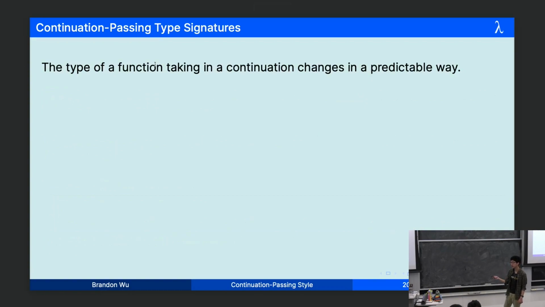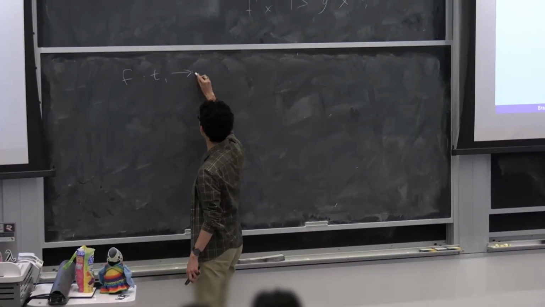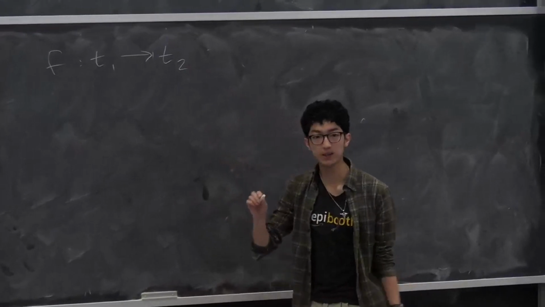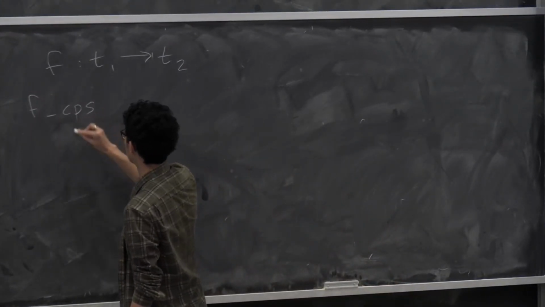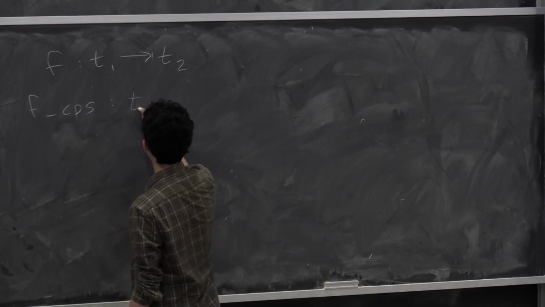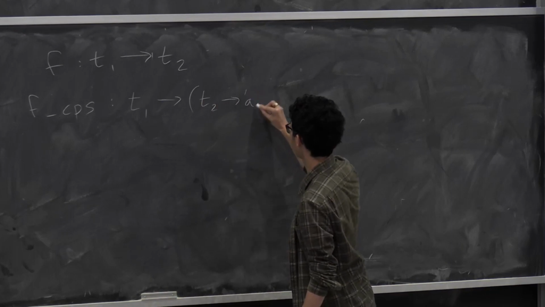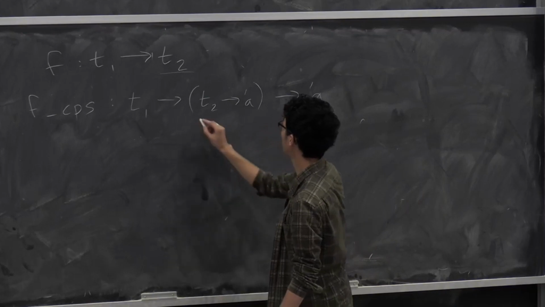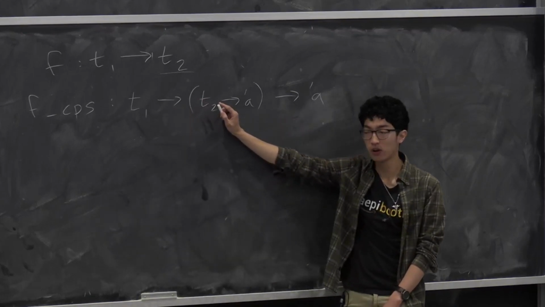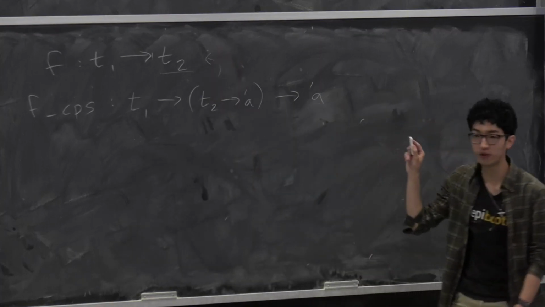I'll tell you that the type of a CPS function changes in a very predictable way. If I have a function of type t1 to t2, if I want to obtain the CPS version of this function, call it f_CPS, the type is going to become t1 arrow, t2 to alpha. All I've changed is I've added an extra argument of type t2 to alpha, which is the return type, and then I changed the return type to alpha.